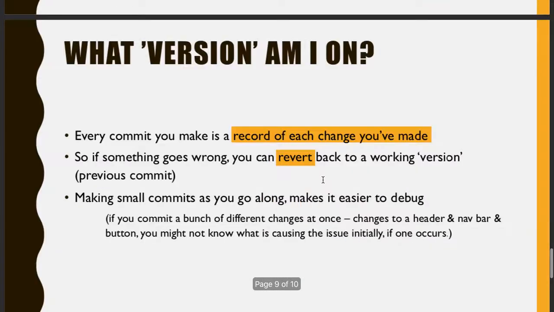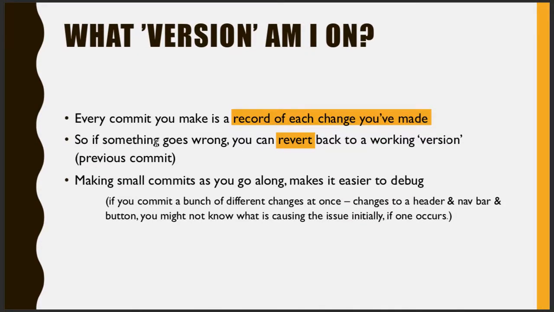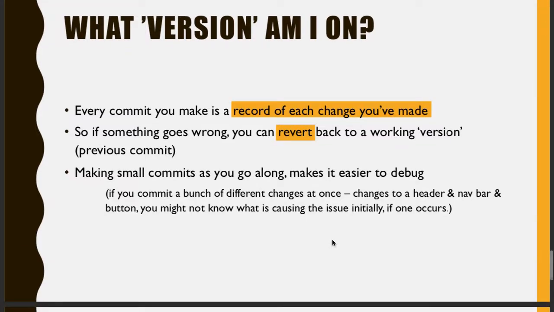So now, what version am I on? Every commit you make is a record of each change you've made. So if something goes wrong, you can revert back to a working version, which is a previous commit, and making small commits as you go along makes it easier to debug. So if you commit a bunch of different things at once, like changes to a header, changes to a nav bar and a button, you might not know what's causing the issue at first. It might be useful if they're different commits and then you revert them one by one, you might see, oh, it was working at this stage, so it must have been the button. So yeah, it's always good to do that.